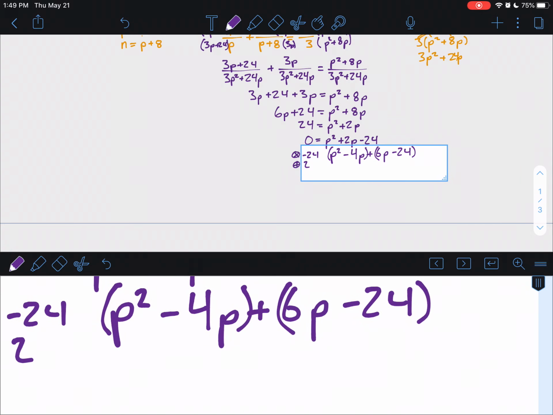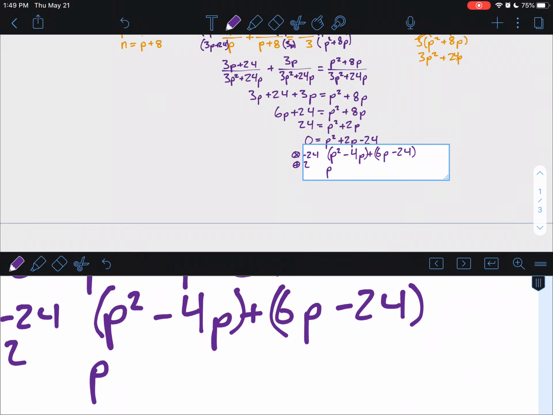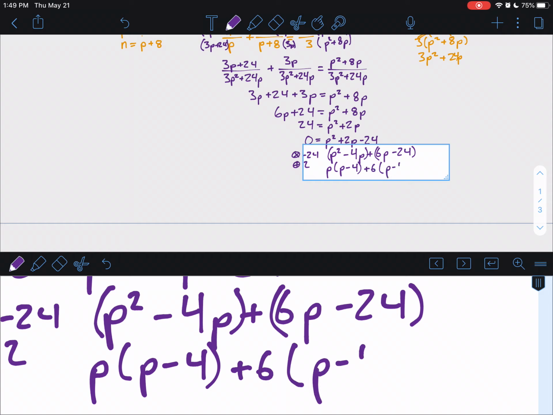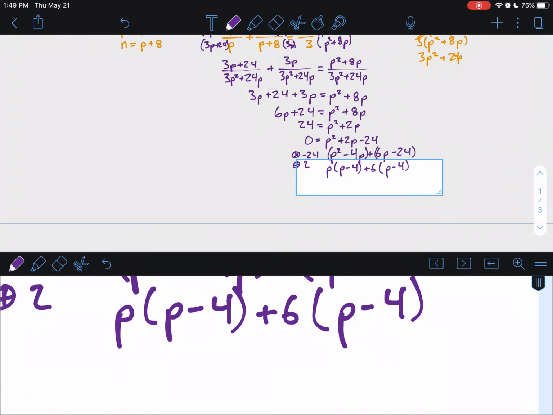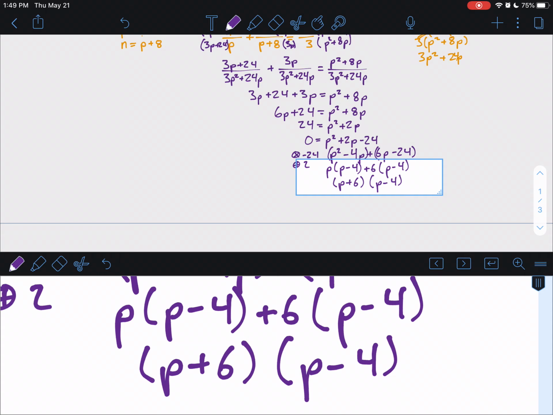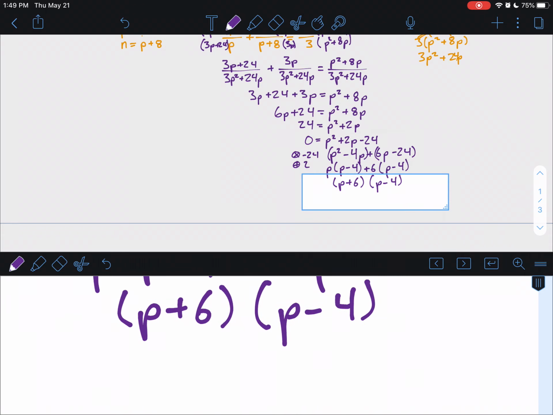Let's see, between p squared and negative 4p, I can pull out the p, and I'm left with p minus 4. And between 6p and negative 24, I can pull out the 6, and I'm left with p minus 4. And then I rewrite this in factored form. So I have p plus 6 times p minus 4, and then we said it equals 0.